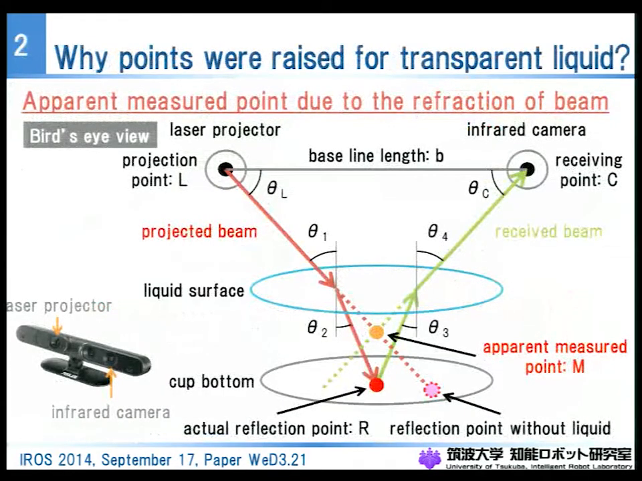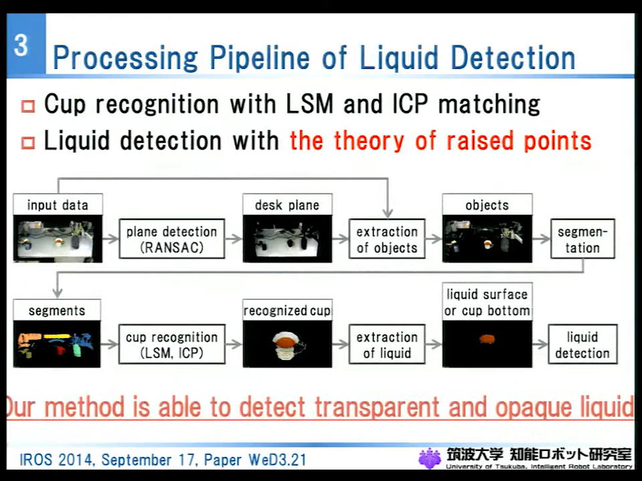So, why were the measured points of the cup bottom raised for transparent liquid? It is because the projected light of the sensor is reflected at the liquid surface. This figure shows a bird's eye view. The projected beam is reflected at the liquid surface, and the received beam is also reflected. Therefore, the apparent measured point M is raised from the cup bottom. The theory of raised points is based on Snell's law that represents the refraction of light. We propose a method to detect the presence of liquids in cups based on this theory.